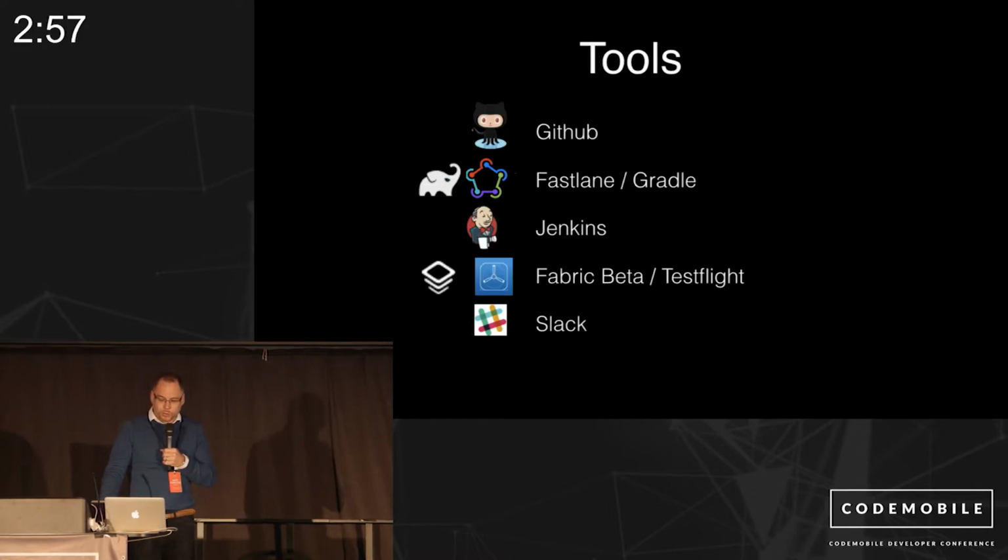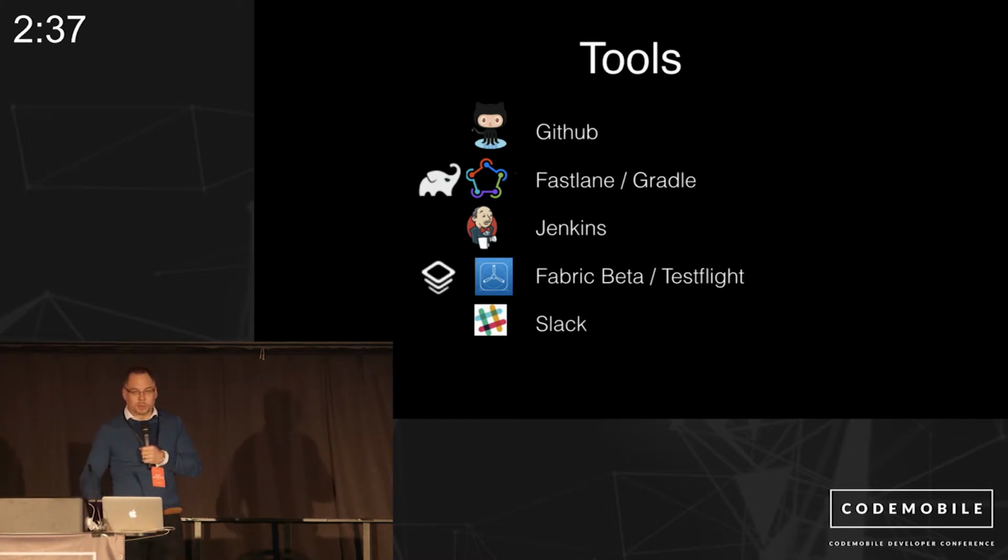Used some various tools. I'm not going to go into too much detail about them. You probably know most of them here. But the point being is we wanted the code checked out from GitHub, built using Fastlane and Gradle, all coordinated by Jenkins. And then we used Fabric Beta, TestFlight, and the Play Store for distribution, and Slack for our kind of reporting of stuff.